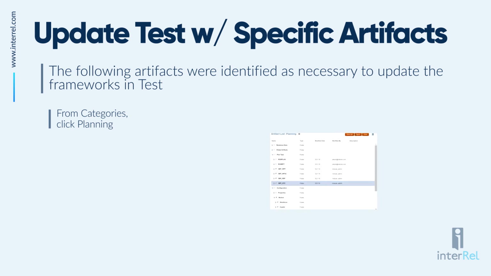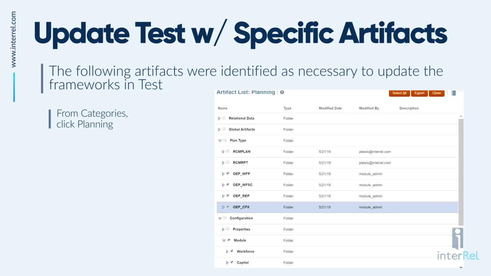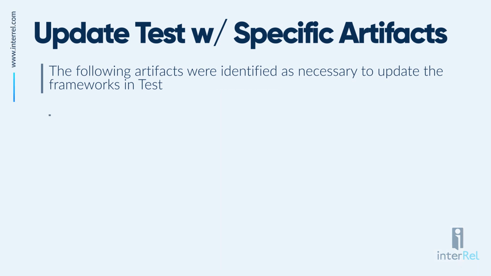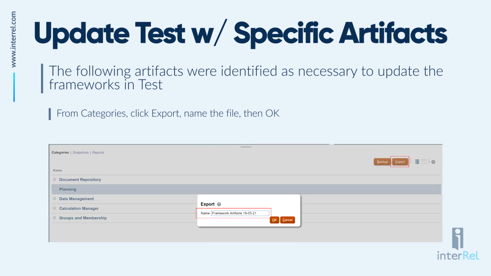From there, select Planning. This will open the artifact list for planning artifacts. Expand the folder and check the items for OEP WFP, OEP WFSC, OEP REP, and OEP CPX under Plan Type, and then the modules under Configuration, which only shows Workforce and Capital since that's all that was enabled. Click Close. This takes us back to the Categories tab again. From there, click Export. In the Export window that opens, name the file and click OK.